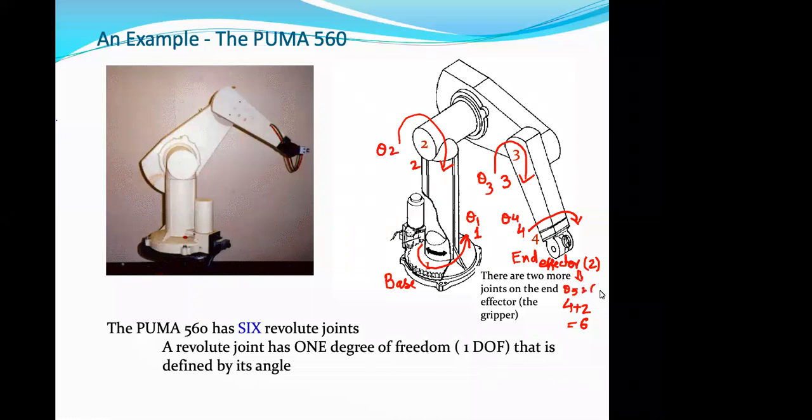End effector के motions अभी यहाँ पर दिख नहीं रहे हैं. So in that way the total degree of freedom becomes 6, and we come to know about it.